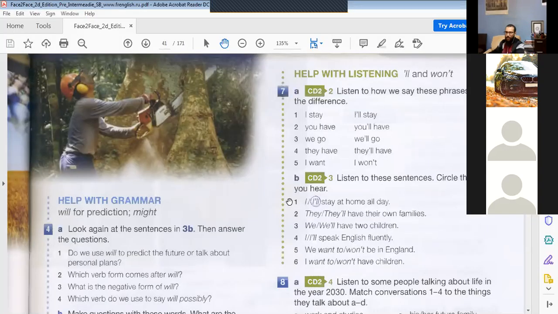1. I'll stay at home all day. 2. They'll have their own families. 3. We have 2 children. 4. I'll speak English fluently. 5. We won't be in England. 6. I want to have children.